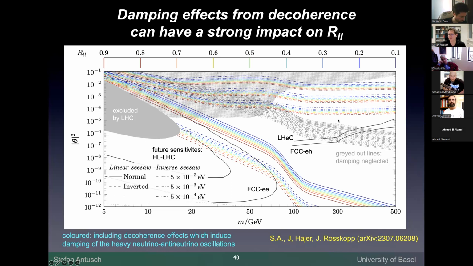if they would discover right-handed neutrinos, then they would see lepton number violation, but it's model dependent. So it would be there for some of the seesaw benchmark lines, for instance, while for others it might not be there. And also for the linear seesaw, these lines are much lower. So it is model dependent, but within a given model, it's strongly affected by the damping effects.